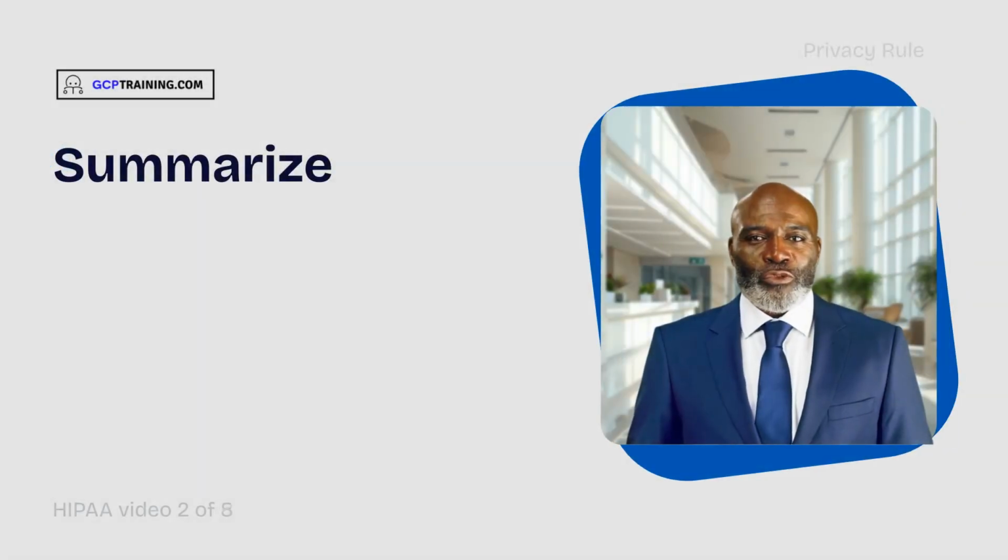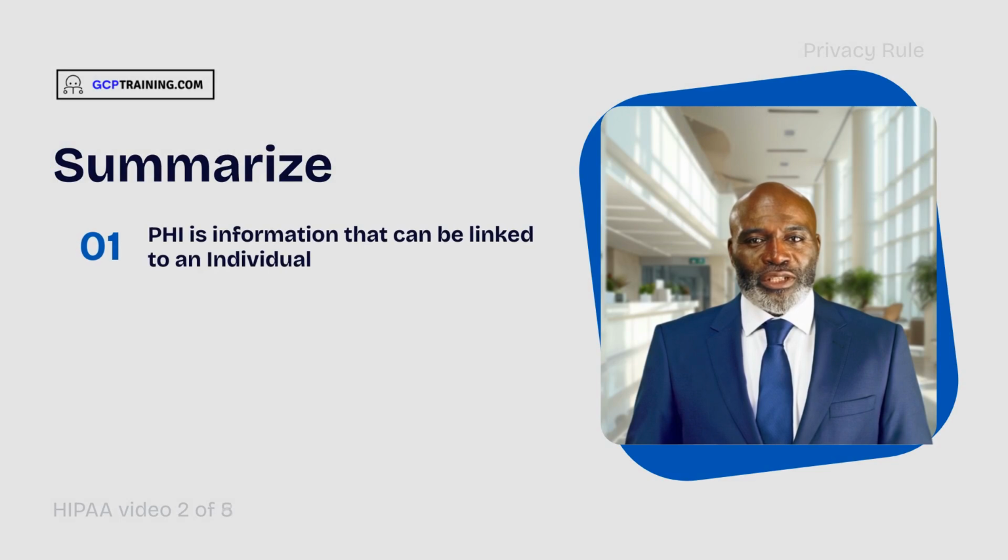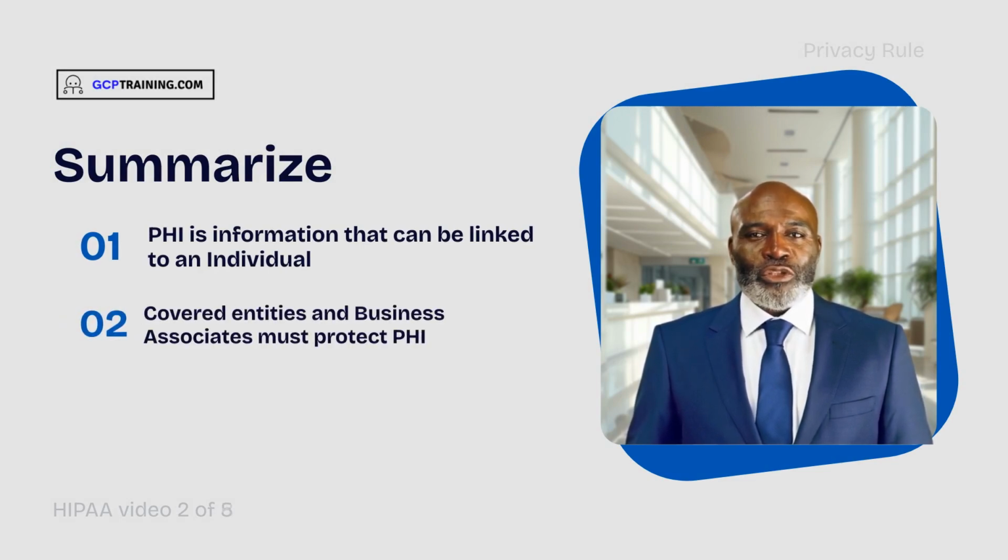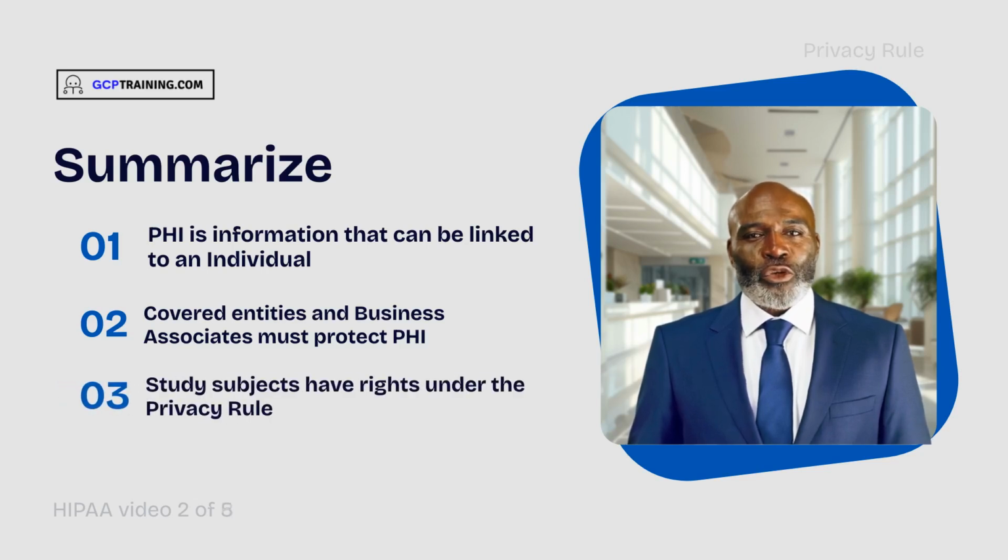So, here's what we covered in this session. PHI is any health information that can be linked to an individual. Covered entities and business associates are responsible for protecting PHI, and study subjects have rights under the privacy rule that we must respect. Understanding these key elements helps ensure that we're conducting ethical and compliant research.